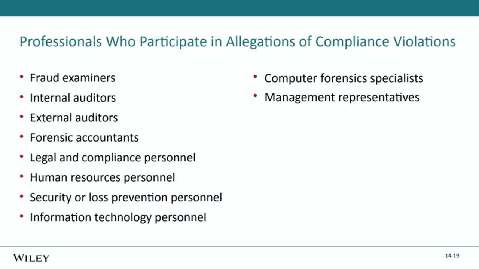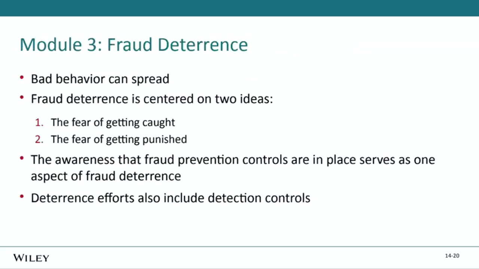So, who participates when there are allegations of compliance violations? And this is why it's good to have a chief compliance officer, because that person can call together the team necessary to do an appropriate investigation and handle the situation. So it includes fraud examiners, internal auditors, external auditors, forensic accountants. Okay, that's just the obvious group. But then legal and compliance personnel. Yeah, you want to have legal in on it. Maybe you have a law department in your corporation. Are they tainted by this? Or are you going to want to bring in outside attorneys? Human resources personnel, security or loss prevention personnel, your IT people, your computer forensic specialists, and then representatives of management as well. So, okay, there's module 2.